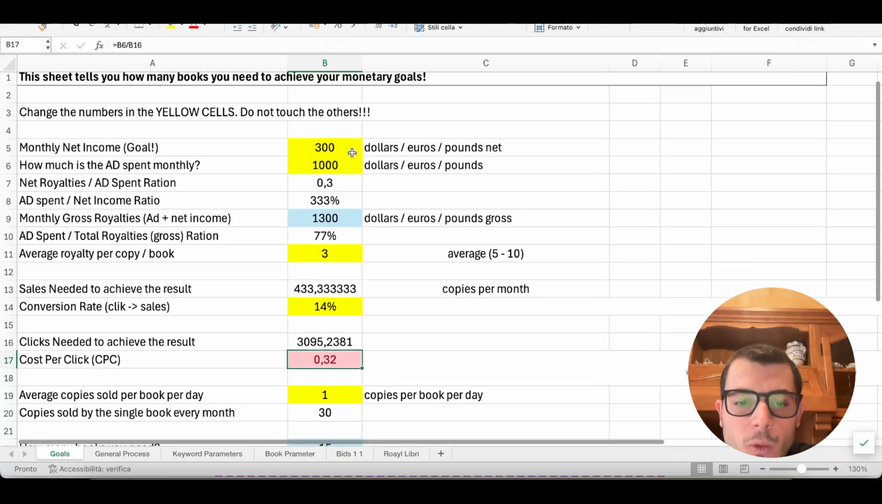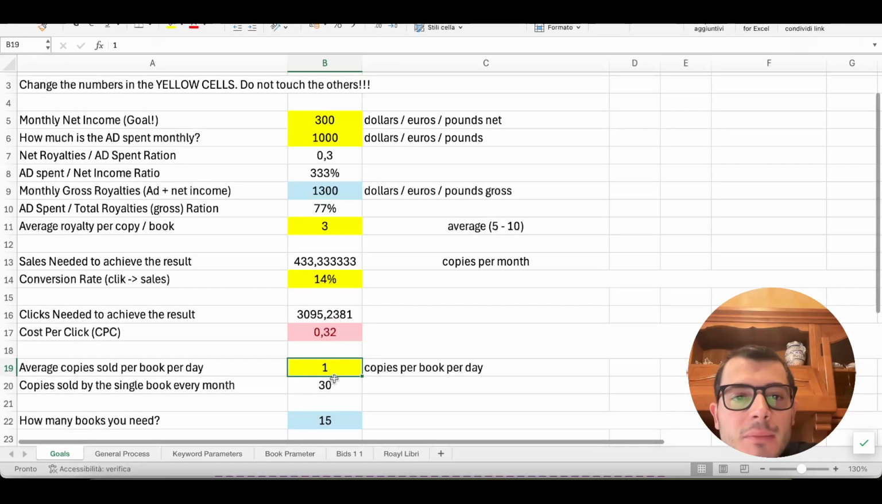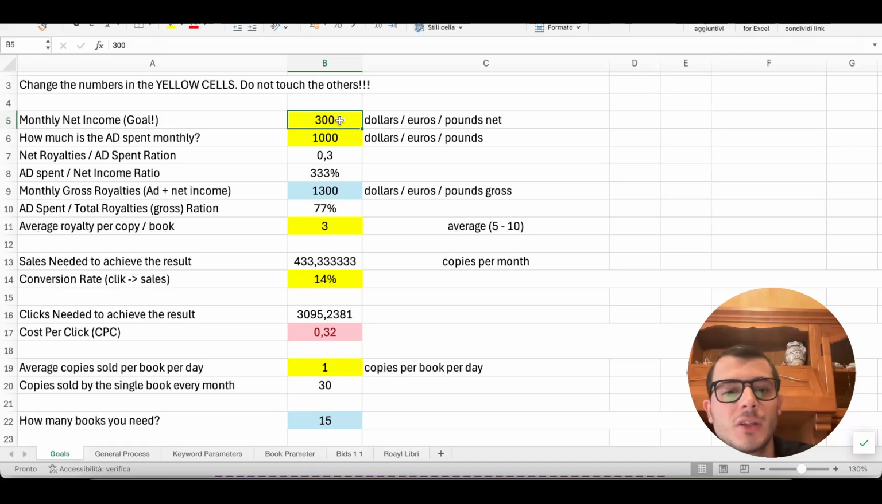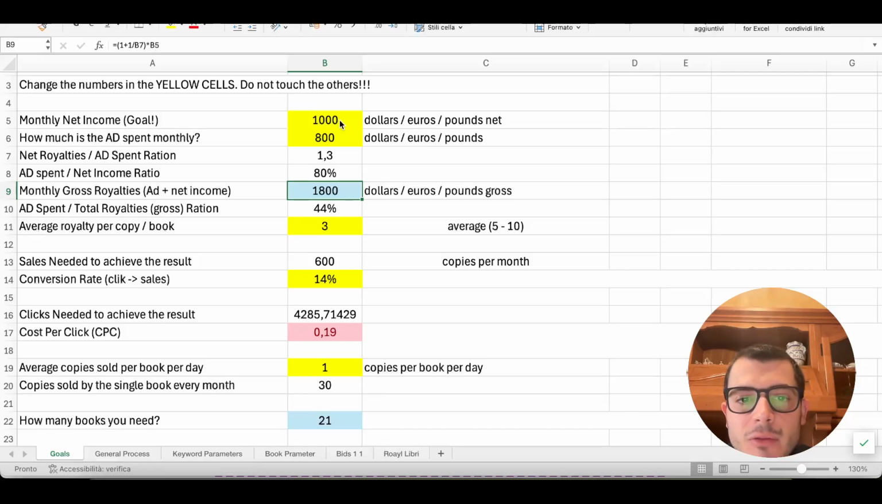So the reason why further you need 15 books to achieve these results. You cannot even do it with one book if you sell one copy per day. Actually, imagine that you have one book and you want to generate $1,000 per month net with an ad spend of, let's say, 800. So you want to spend 800 to get 1,000 net. So the total gross income of the month of that book is 100,000.